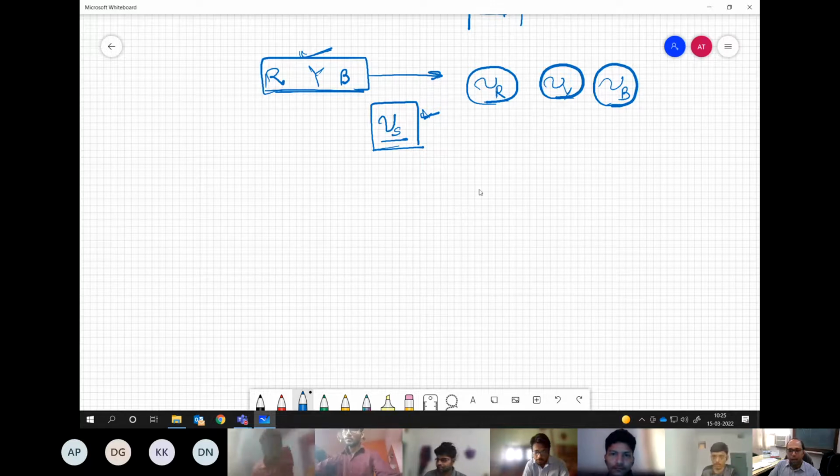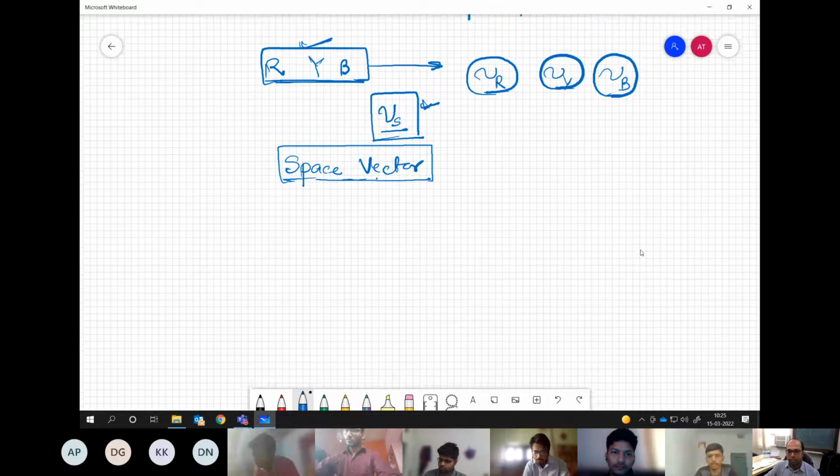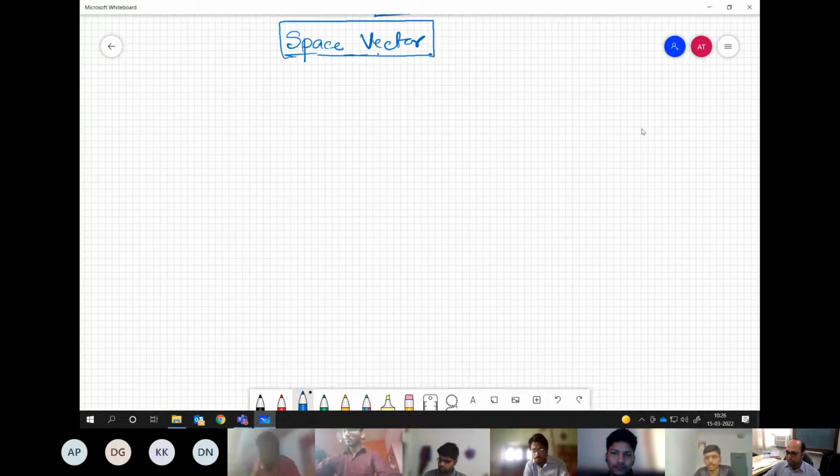So this is where we take help of the representation technique which is called space vector. Now, when I say space vector, what comes to your mind? What do you understand by this? So vector rotating in a space. Okay. Now my next question would be, what is phasor? Phasor is a rotating vector with respect to time, considering the time frame. Okay. While space vector also involves the space.